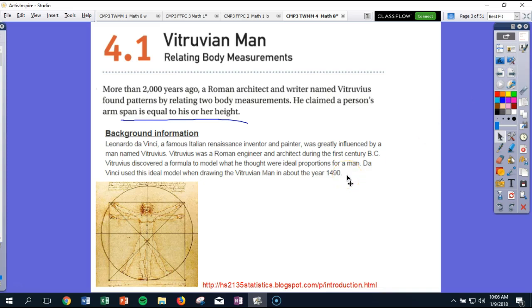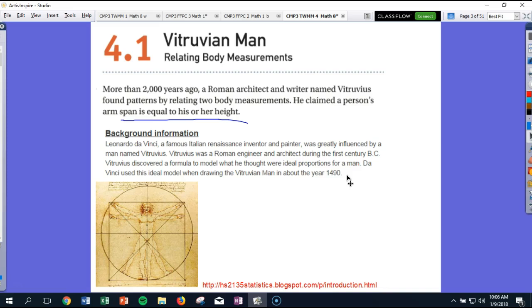So in 4.1, this says Vitruvian man relating body measurements, but what we're getting into is what's called a scatter plot. We take data points and put them on a graph, and they don't line up in a perfect line. So that's why we draw a line of best fit through those data points to best represent that. Now you're going to have some data points that are what are known as outliers that don't really fit the model, that aren't close to the line at all, but we would try to draw the line so that it's near as many points from our table as possible.